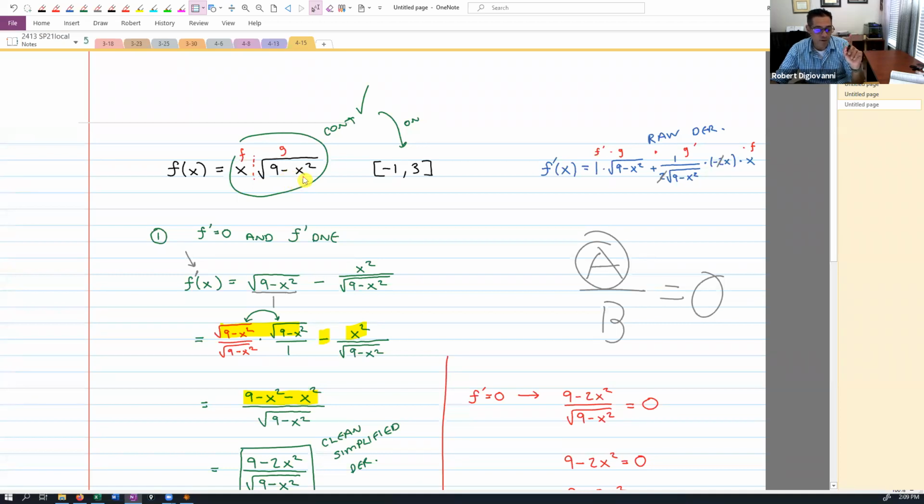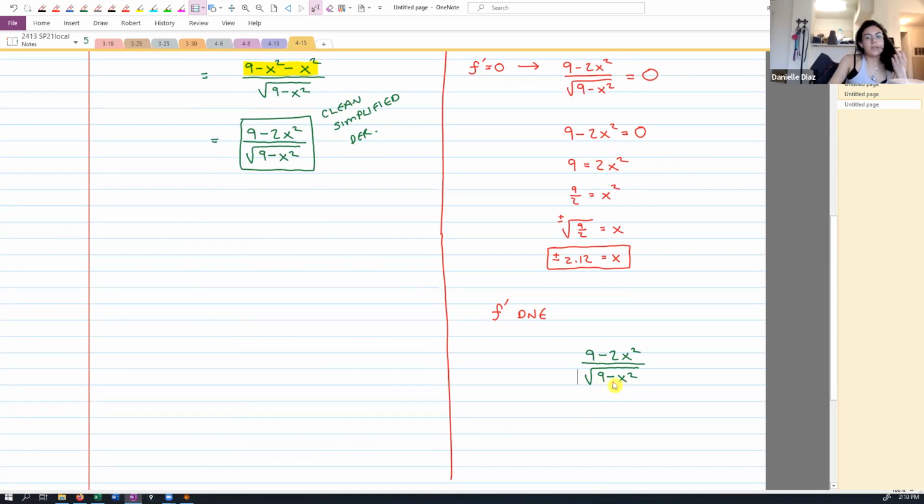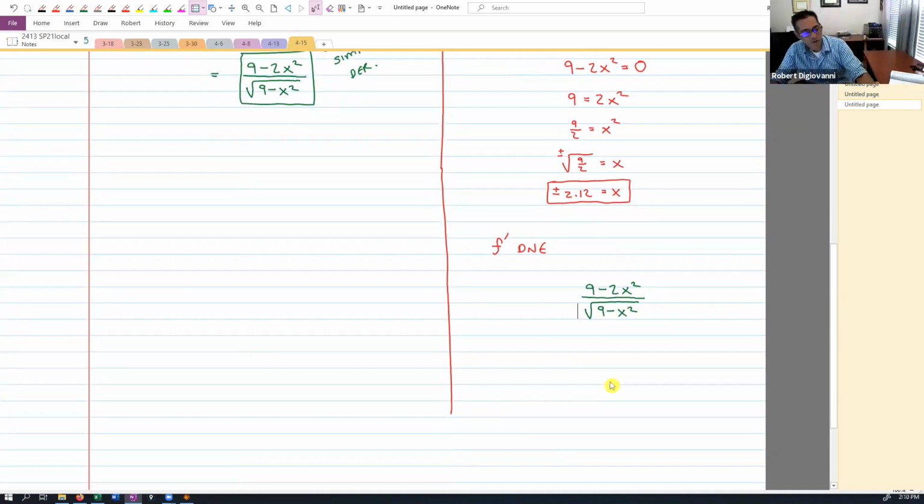But what about at 3? What if I try and plug 3 in here? Wouldn't I get 9 minus 9? And then that would give me division by 0? So I actually do have a critical number here. X equals 3 is a critical number because that is a point that would make the derivative not exist. It would make the derivative undefined if I tried to plug 3 in.